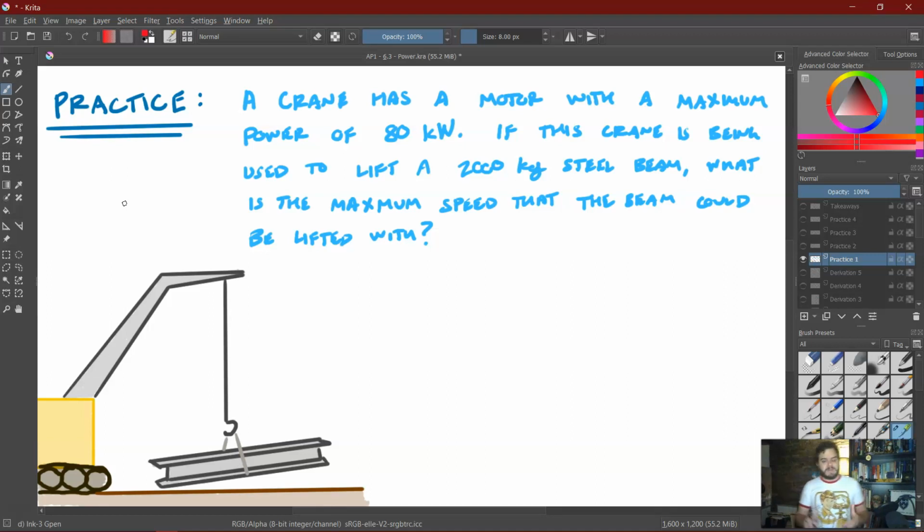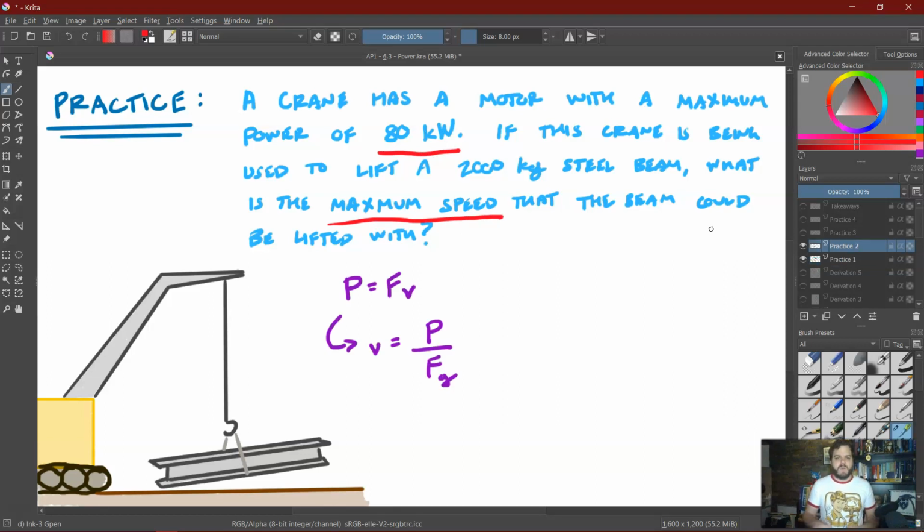Hopefully you gave it a shot. So let's go ahead and say how we would do this. We could use the equation here. I'm seeing a power, and we're looking for a speed. So that tells me I'm going to want to use this equation: power is equal to force times velocity. I'm going to rearrange it so that velocity is equal to power over the force. And what is the force being applied here?